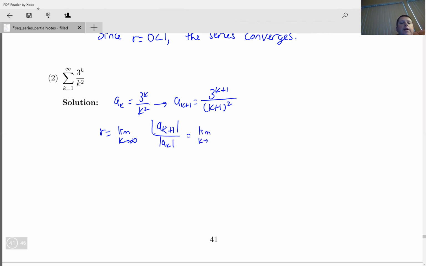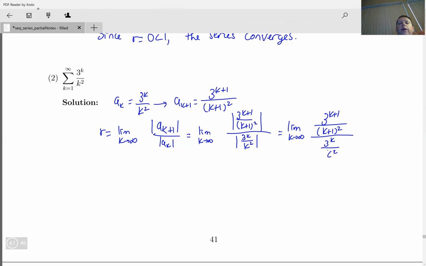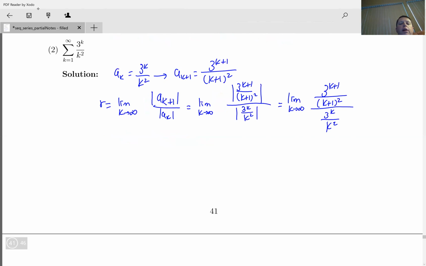So we have the limit as k goes to infinity of the absolute value of 3 to the k plus 1 over k plus 1 squared divided by the absolute value of 3 to the k over k squared. Both of those are nice and positive quantities, so everybody's positive, but just to keep it detailed for you, we get this. So r is going to be the limit as k goes to infinity of 3 to the k plus 1 over k plus 1 quantity squared times k squared over 3 to the k.